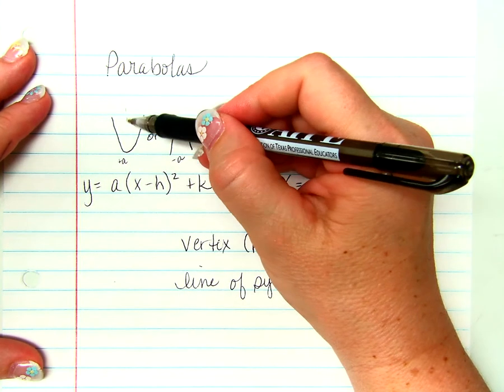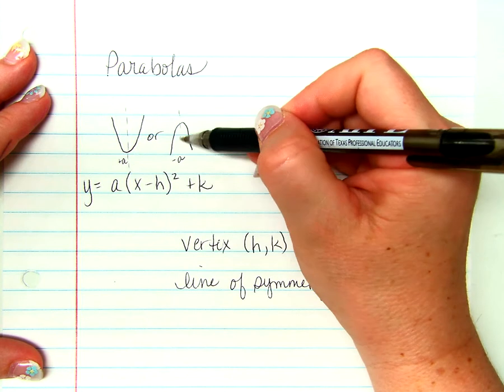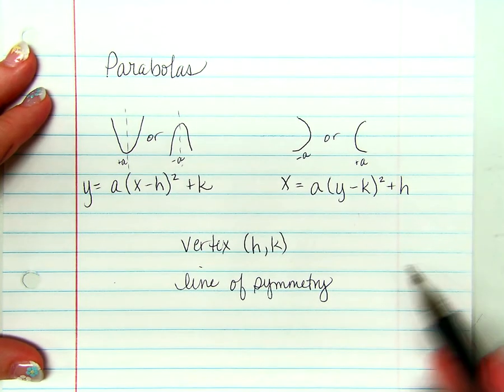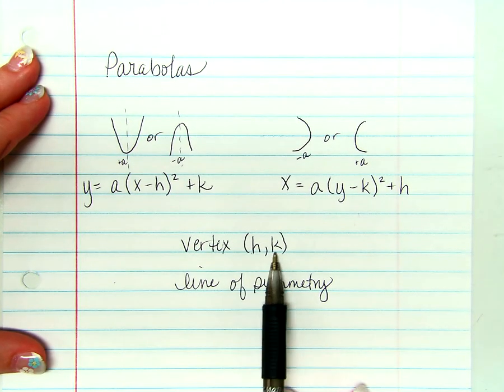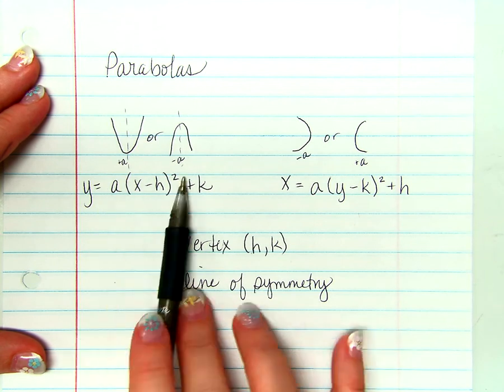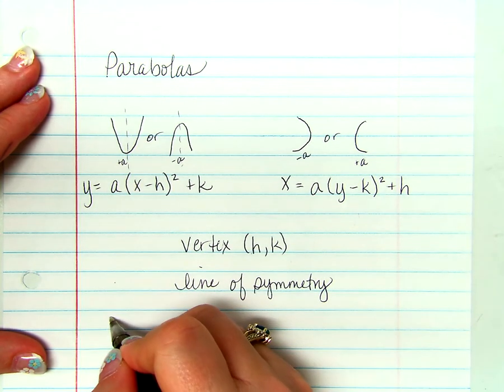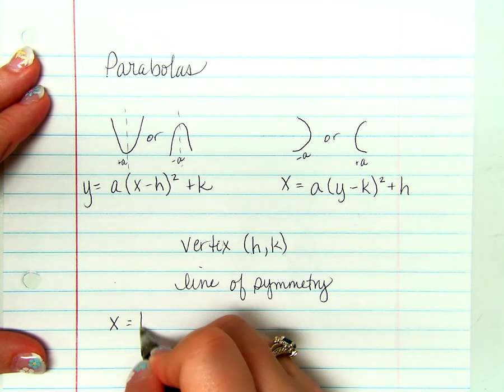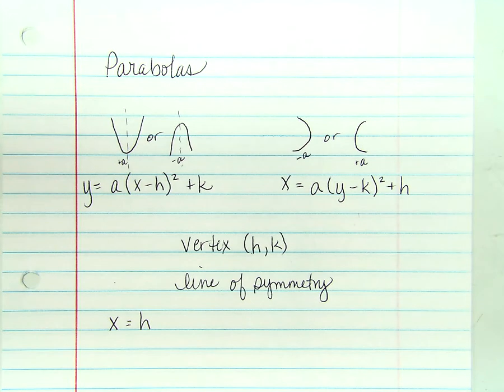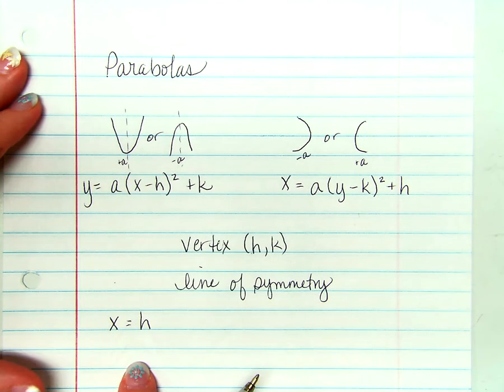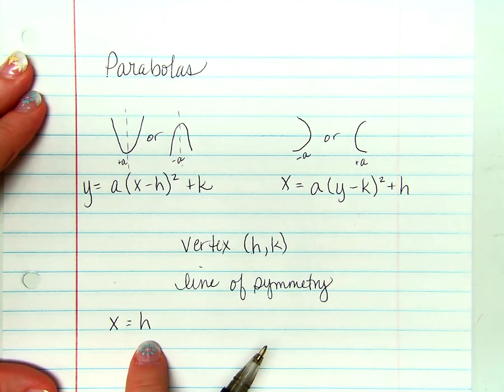Hopefully you see for a line of symmetry for these kind of parabolas, they are going to be vertical lines. Right? If you know the center is (h, k), the line of symmetry for this type of parabola opening up or down is going to cross the x-axis at h. So the equation of the line of symmetry for a vertical parabola is x equals h.